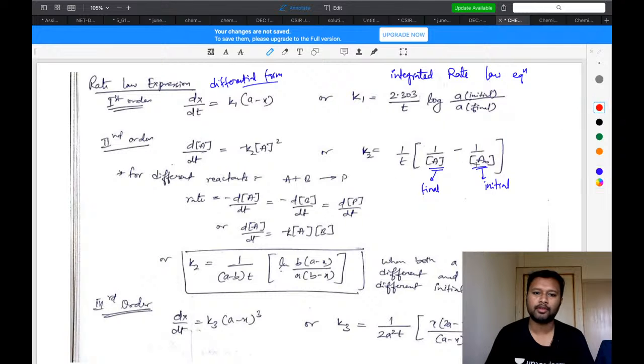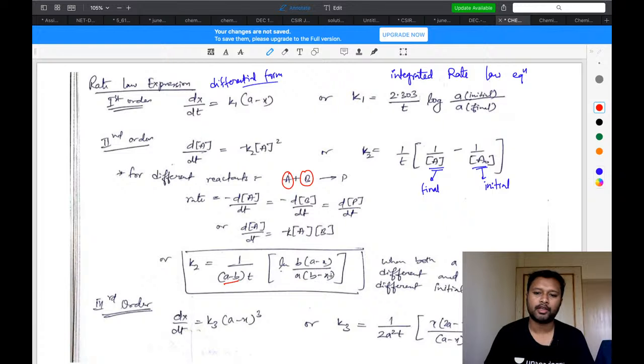So that's how the rate constant is calculated. For different reactants, let's say for the second order reaction I have two different reactants A and B, how is the rate equation going to be written? K2 is equal to 1 upon (a minus b) into t, ln, that is log base e or natural log, of b(a minus x) divided by a(b minus x).